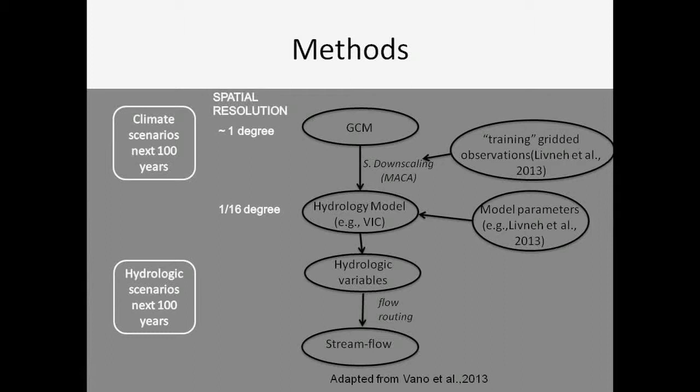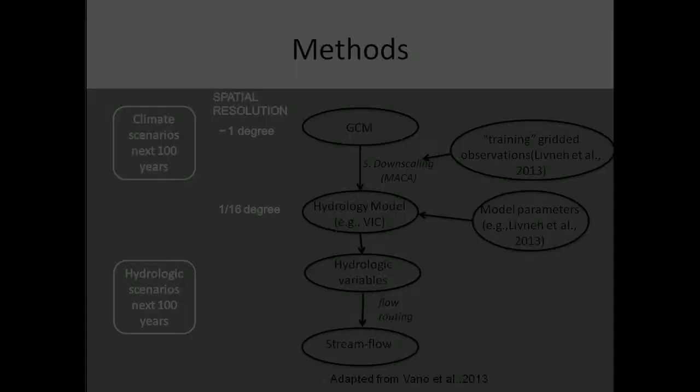The hydrologic output in itself is part of the product. In the next slide, I will describe some of the variables that the model is producing. And then finally, we can aggregate those spatial variables, do flow routing, and estimate streamflows.